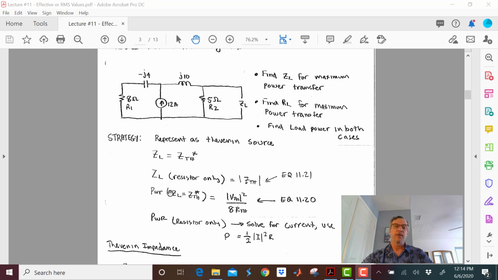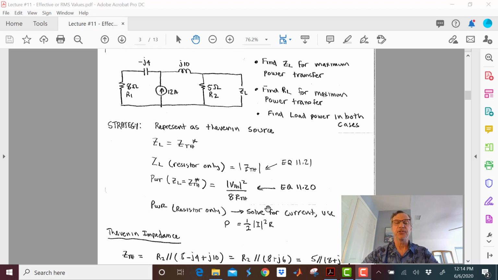And then this is our power when we have a matched load, or we have a perfect conjugate load. The power when we only have a resistor, what I'm going to do is I'm going to just solve for the current and then say power is equal to I squared R. So that's my strategy. So if you're not good on the strategy, stop the video and go back and make sure that that strategy makes sense to you.